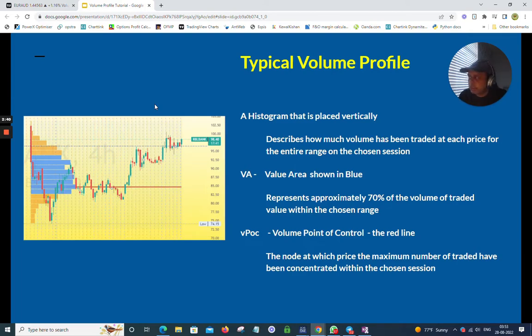To give you a little more detail about what the volume profile looks like and which areas are more important to look at, the value area shown here is in the blue.